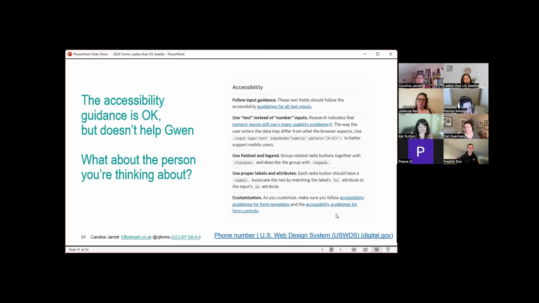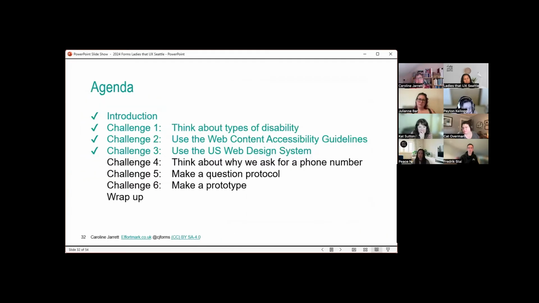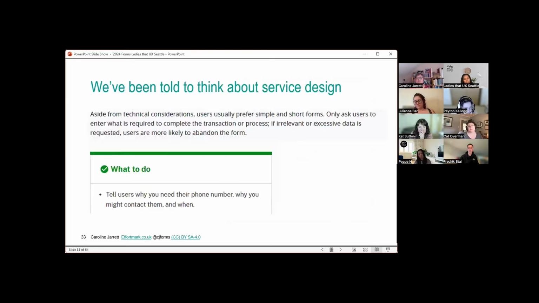So I apologize if I've missed anything there, but it still didn't really tell me how to ask for a phone number in a truly accessible way. So I felt that, as someone has mentioned in the chat already, and as we've seen, we've been told to think about those service design aspects. We've been told in the US, in the original WCAG, to only ask entities to enter what was required.